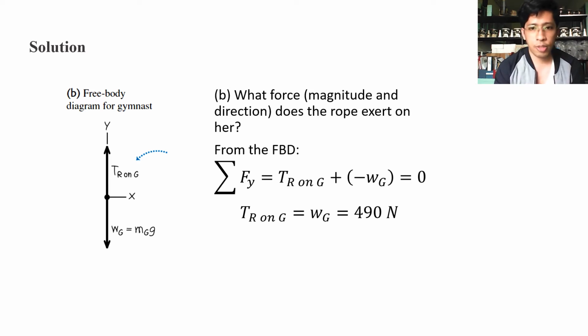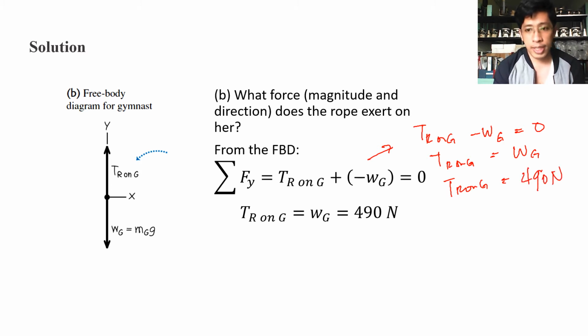And you can actually just solve this one directly from your equation. So from this equation here, you have T of rope on gymnast minus weight of gymnast, that is equal to 0. So your T of rope on gymnast is equal to the weight of the gymnast. So your T of rope on gymnast is just equal to 490 newtons. And what you can see here is just from Newton's third law, your action-reaction pair.